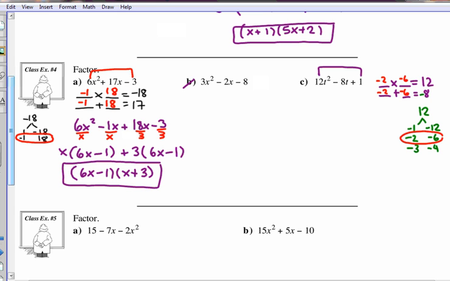Okay, so what are we always trying to create when we have complex trinomials? We want to turn it into how many terms? 4. So I'm going to write 12t squared. Are we going to write minus 8t anymore? No, we're going to instead write minus 2t and minus 6t plus 1. So that middle term is broken up.